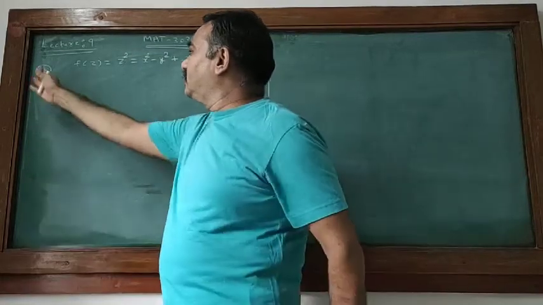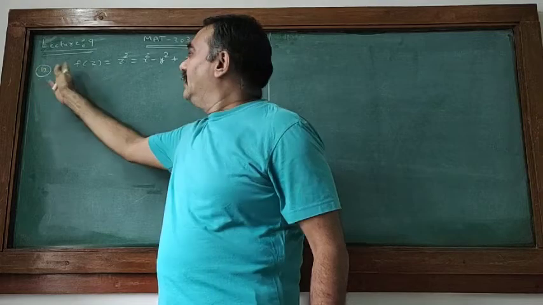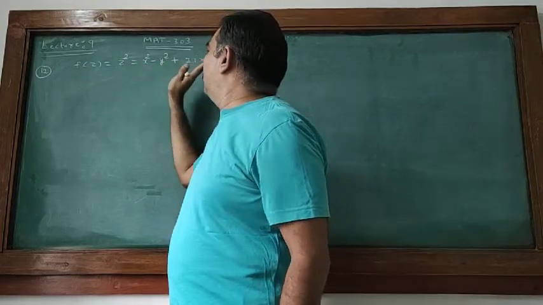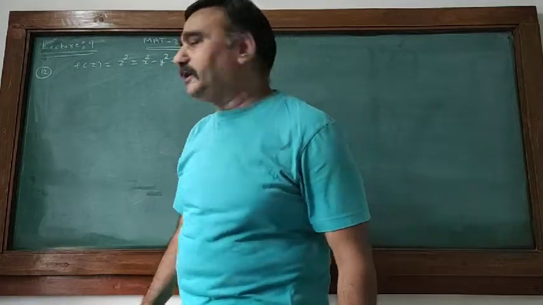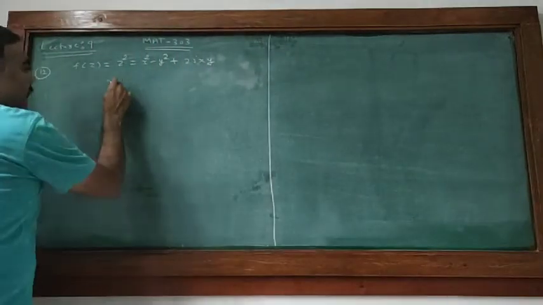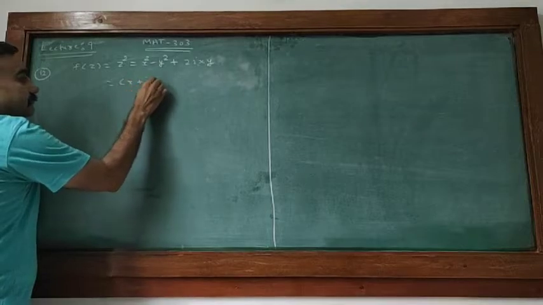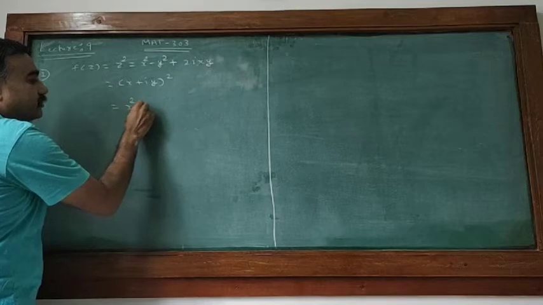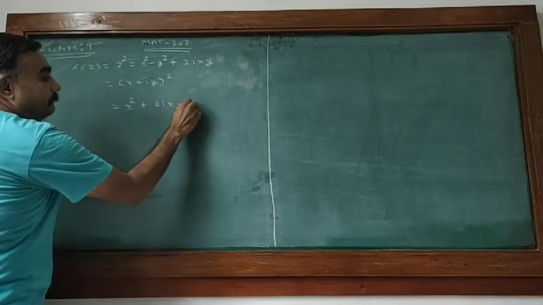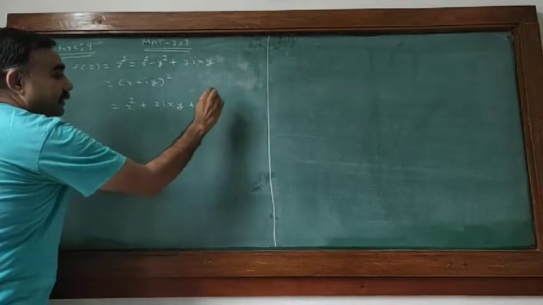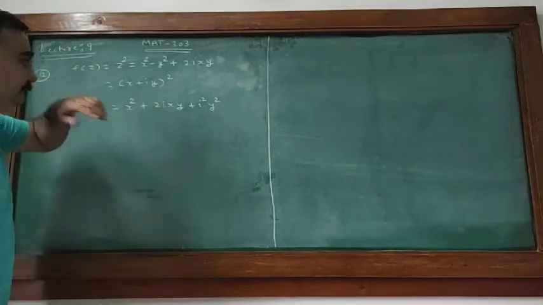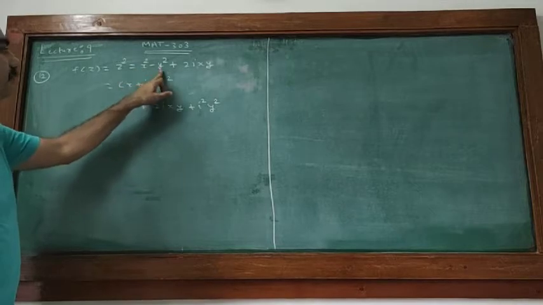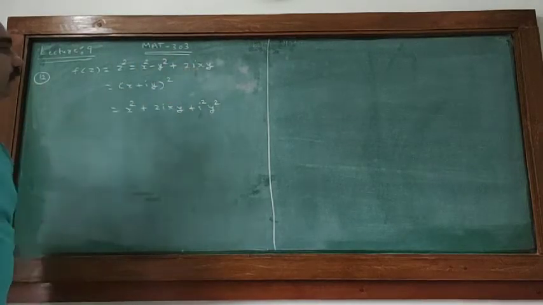As per my notes, I start with 12. f(z) equals z square, that is x square minus y square plus 2ixy. You know how it is? z is x plus iy, and the square of it is equal to x square plus 2ixy plus i square y square. The value of i square is minus 1, and so it is x square minus y square plus 2ixy.